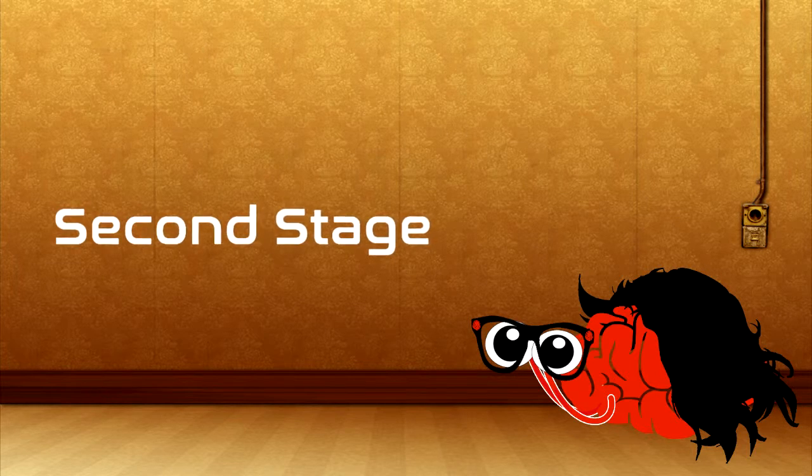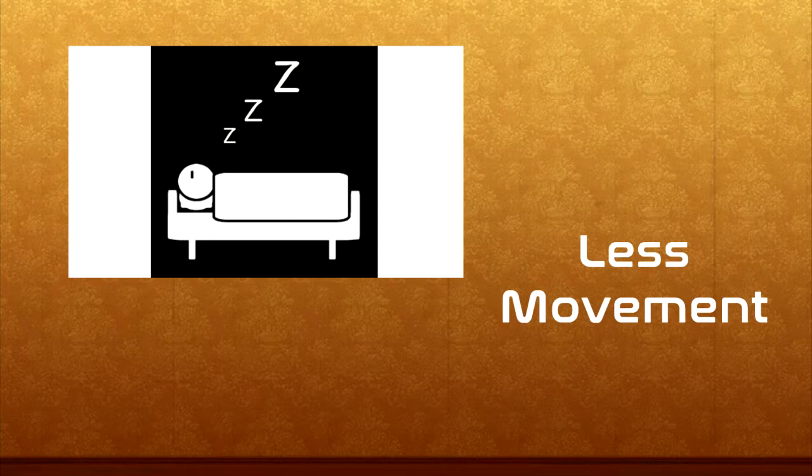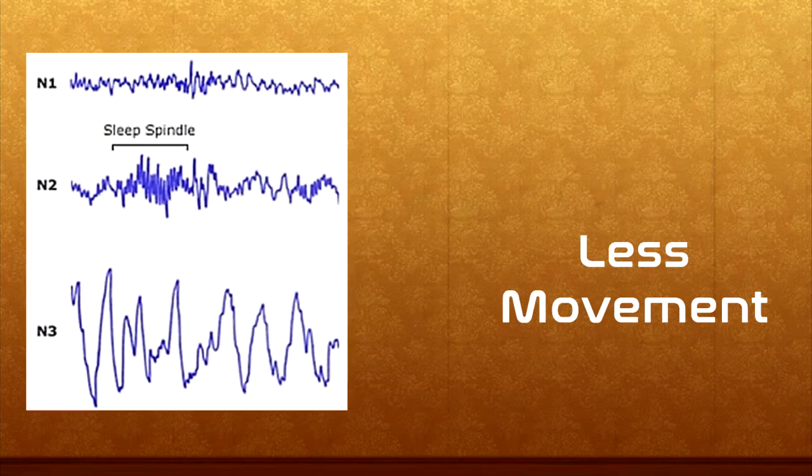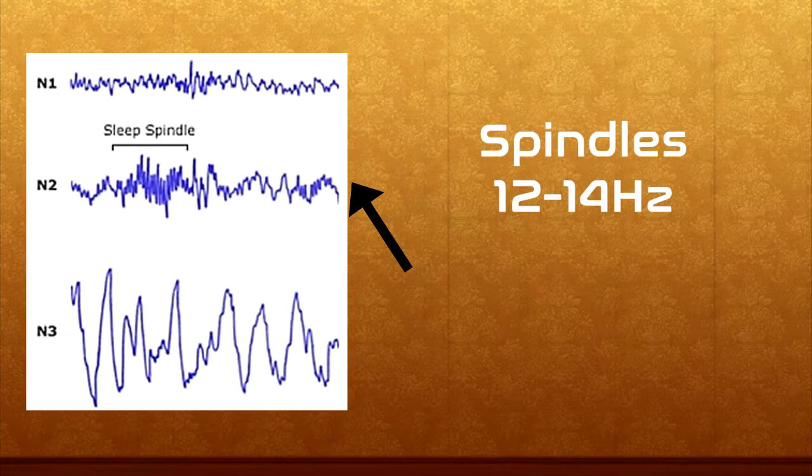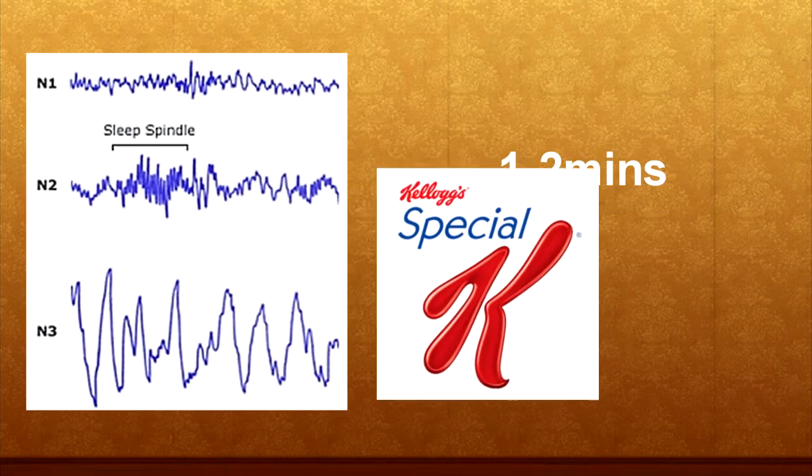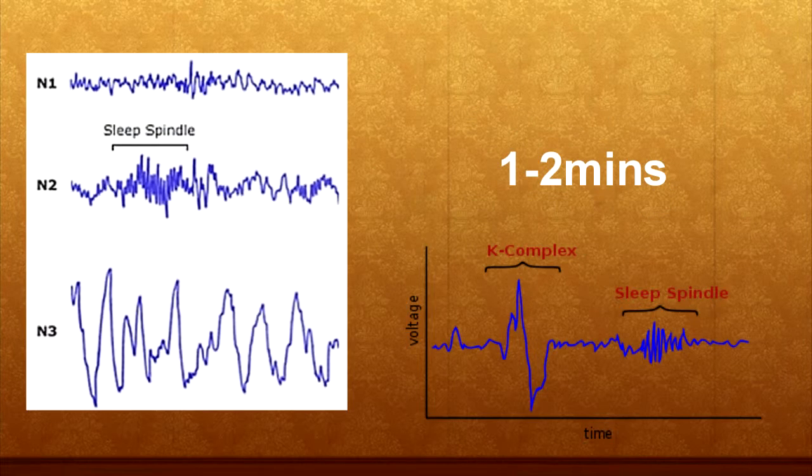In the second non-REM stage, we are no longer conscious of our surroundings and we barely move. In our EEG, we can see spindles, which last half a second, and K-complexes, which last 1 or 2 minutes. Spindles and K-complexes protect our sleep and suppress our ability to respond to stimuli from the outside. They are also important to consolidate memories and to process information.